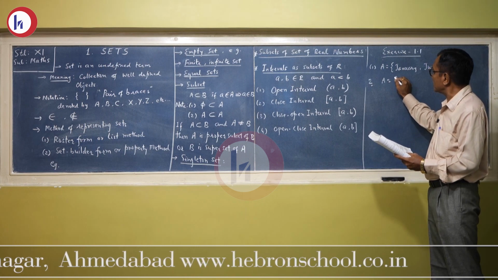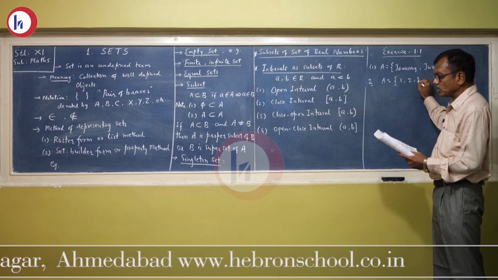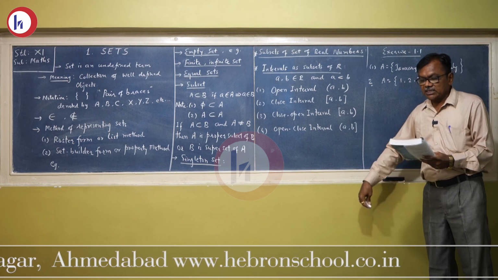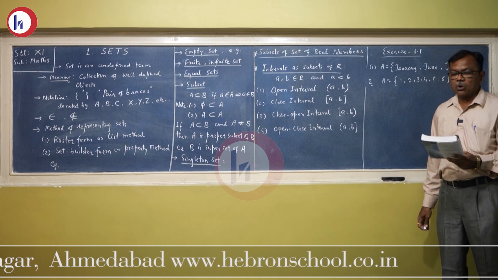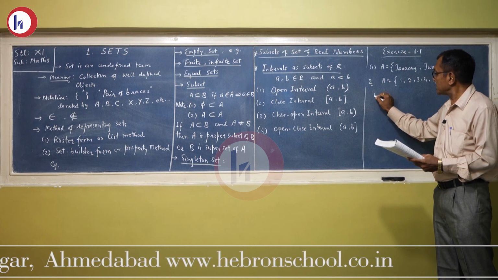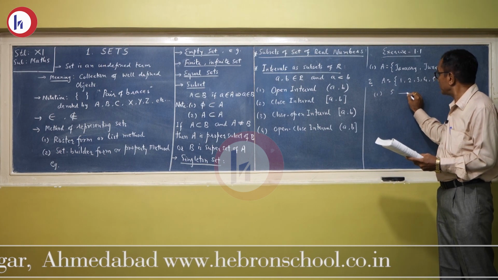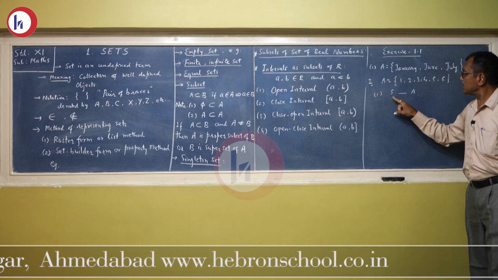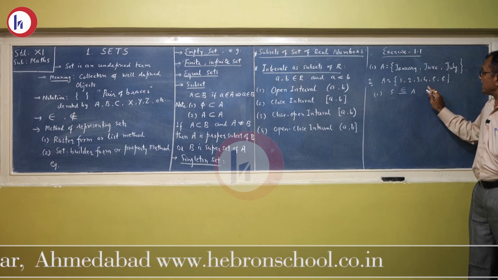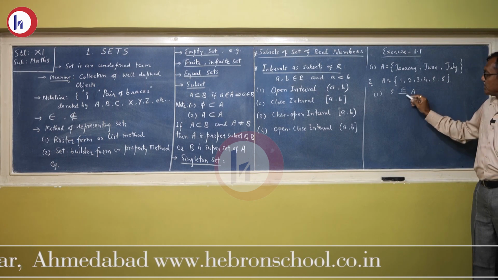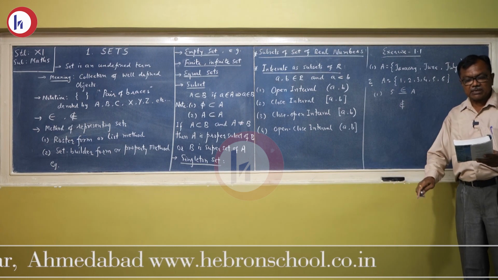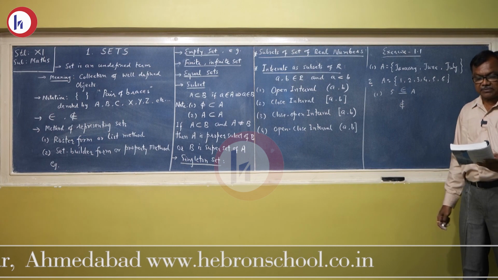Second example: it is given that set A equals 1, 2, 3, 4, 5, 6. Insert the appropriate symbols belongs to or does not belong to in the blank spaces. The first one, 5 blank A. If the element is present in this set, then we use belongs to, and if the element is not present in the set, then we use does not belong to. The second example you can do yourself.